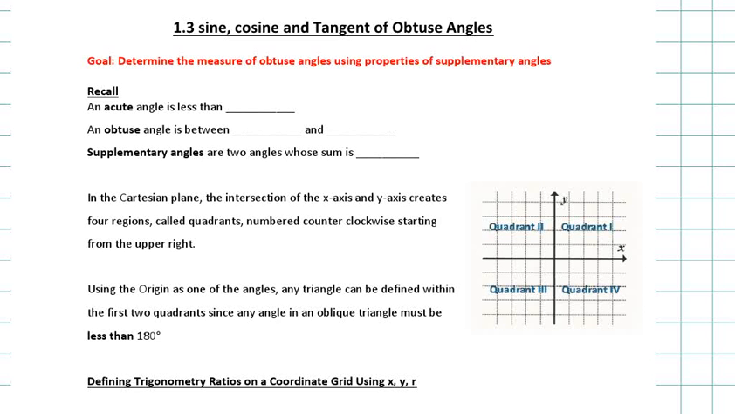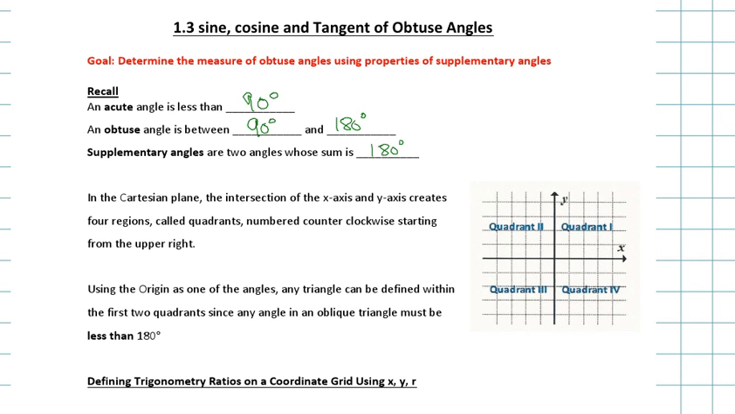Okay. So just to recap, an acute angle is less than 90 degrees. An obtuse angle is between 90 and 180. And supplementary angles are two angles whose sum is 180 degrees. I've already kind of gone over the quadrants and the Cartesian plane with you, but I'm going to revisit.